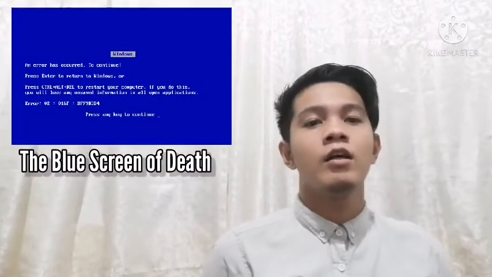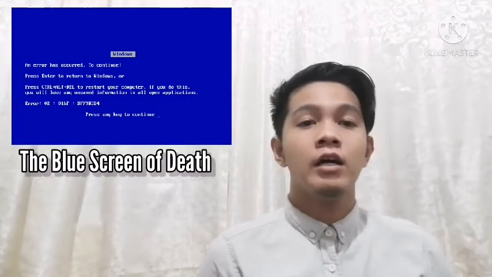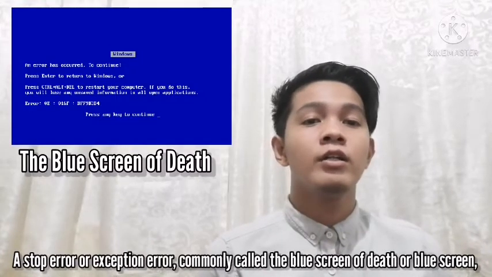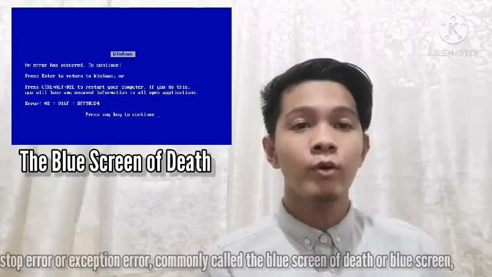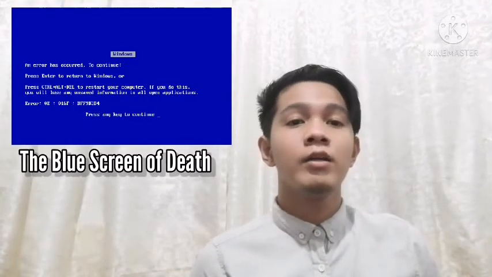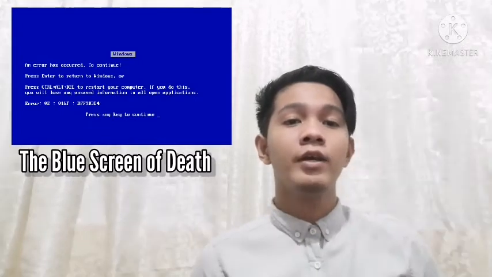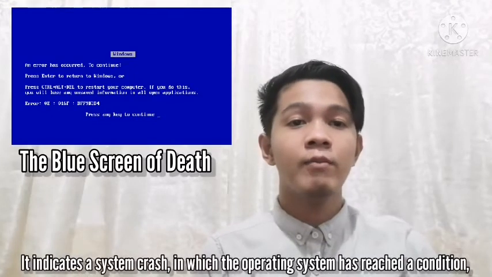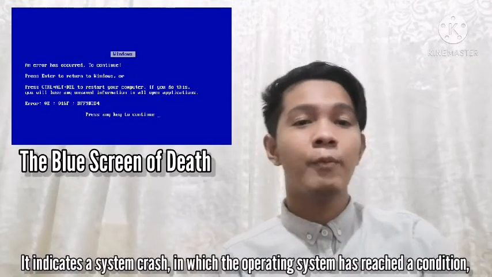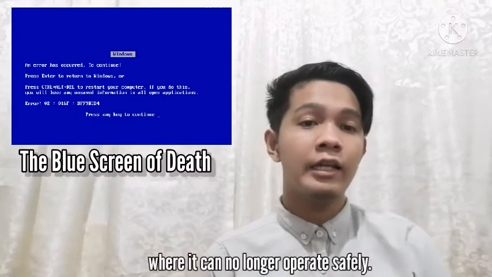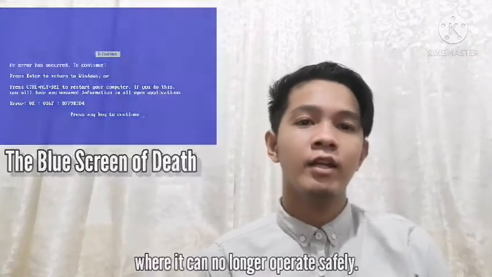So the first problem, guys, is the blue screen of death. It is a stop error or exception error, commonly called the blue screen of death or the blue screen. It is an error screen display on Windows computers following a fatal system error. It indicates a system crash in which the operating system reaches a condition where it can no longer operate safely.